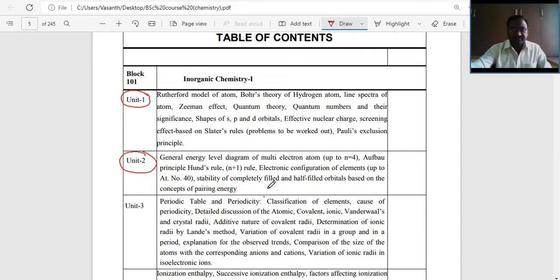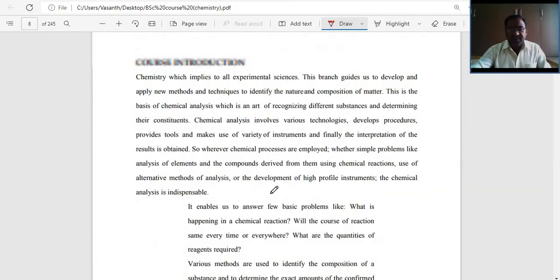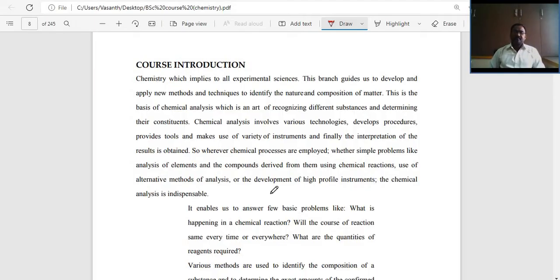Here, atom means it's a very tiny particle. It is an indivisible particle. The fundamental particles of atoms are protons, neutrons and electrons. The proton was discovered by the scientist Goldstein. Electron was discovered by J.J. Thomson, and neutron was discovered by James Chadwick.